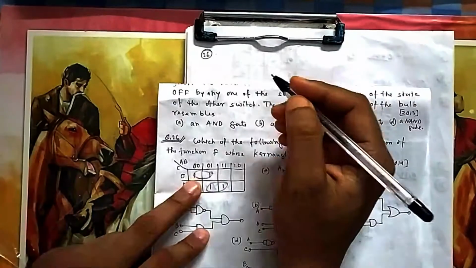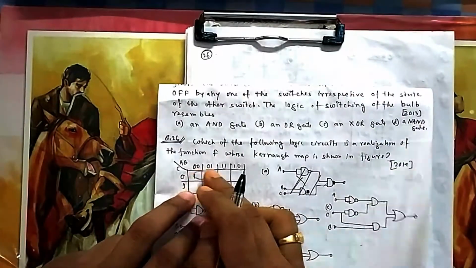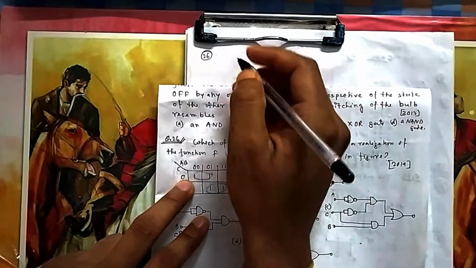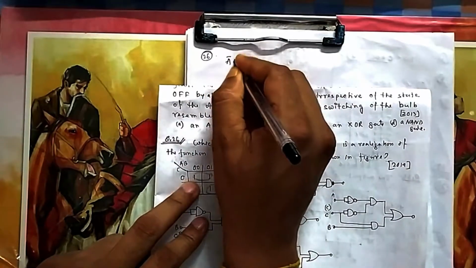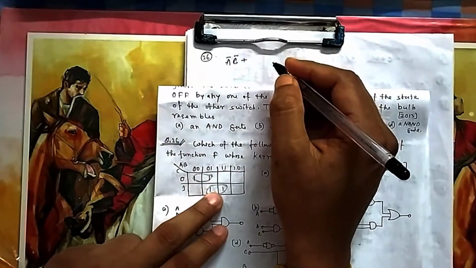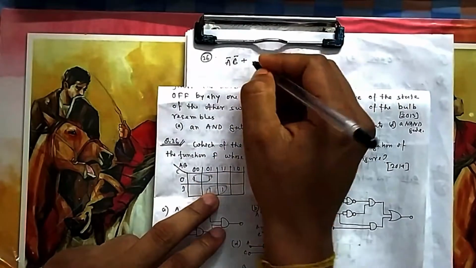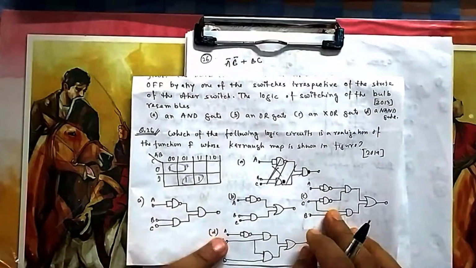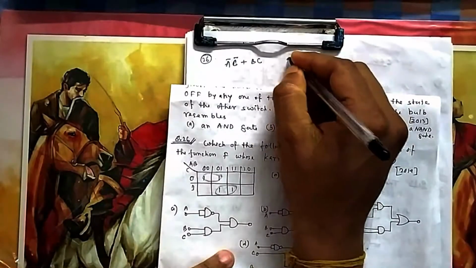All ones are covered. If you see the first one, which variable is not changing? A is not changing, and here C is not changing. So it is A bar C bar plus, and here which one is not changing? B is not changing and C. So A bar C bar plus BC. Now see which of the options are giving you this answer.